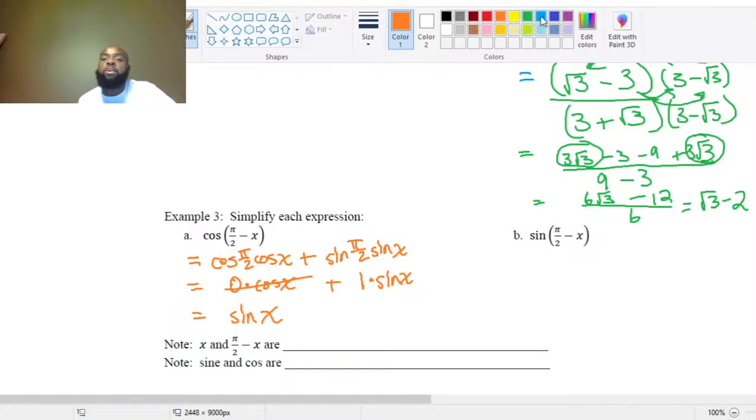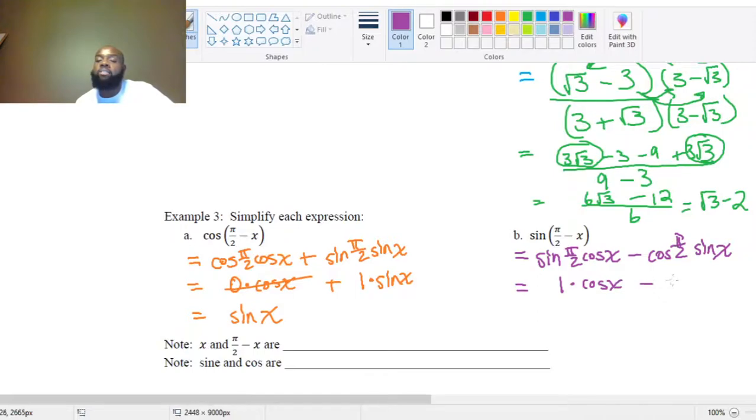I'm going to do a similar thing here for our sine function. Now I'm going to use my sine difference formula. I'm going to have the sine of pi over 2 times the cosine of x minus the cosine of pi over 2 times the sine of x. Sine of pi over 2 is 1, so I get 1 times the cosine of x. Cosine of pi over 2 is 0 times the sine of x. 0 times anything is 0. 1 times anything is that anything. And I'm going to get cosine of x. So when I did the sine of pi over 2 minus x, I got the cosine of x. And when I did the cosine of pi over 2 minus x, I got sine of x.